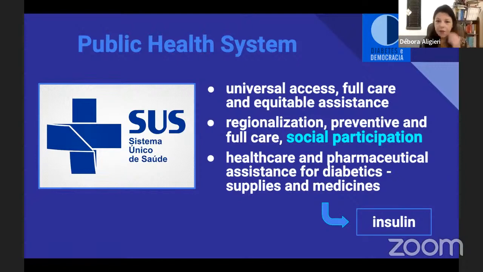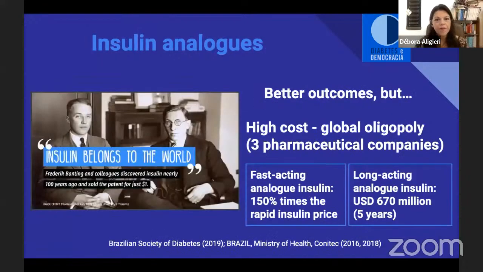The system has as guidelines for its organization regionalization, preventive and full care, and especially social participation. So people with diabetes receive healthcare and pharmaceutical assistance with supplies and medicines from the system, from SUS, and this includes insulin.